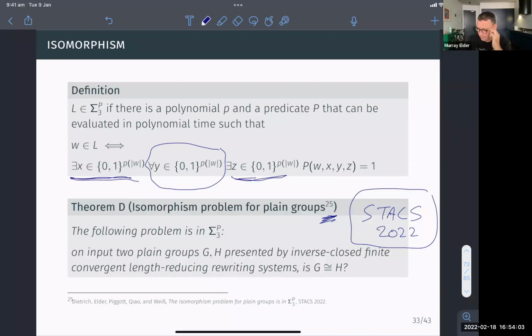Yeah, I mean, Adam's work on the Gilman conjecture, that was where all the drama is when it's not inverse closed. So, yeah.